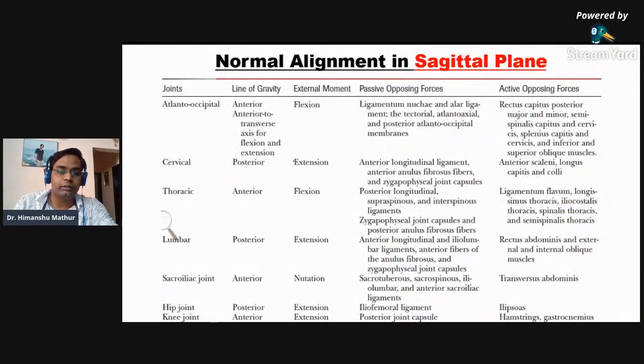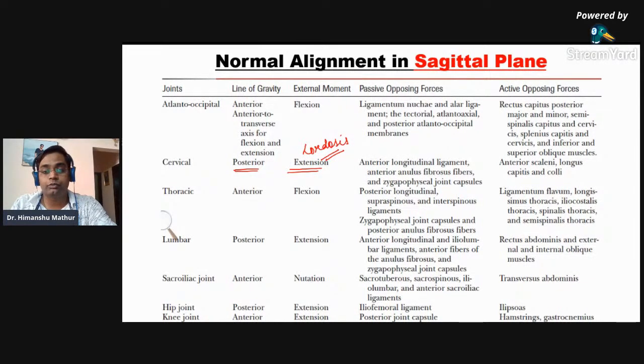Talking about the other one, the cervical. In the cervical spine, it lies posterior to the axis of rotation, right? So in this case, it favors extension. This is the reason why we have lordosis at the cervical spine. This is the reason why we have extensive lordosis at the cervical spine.